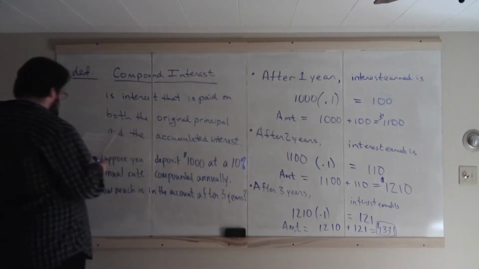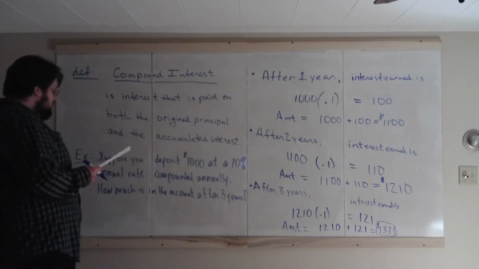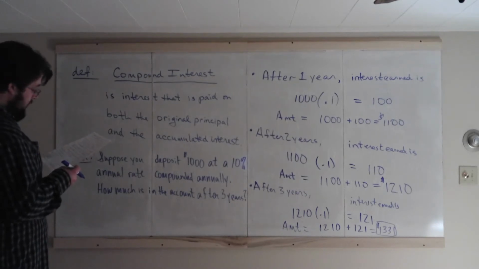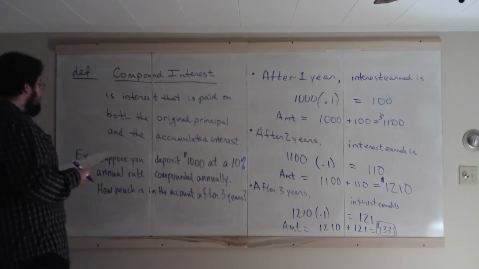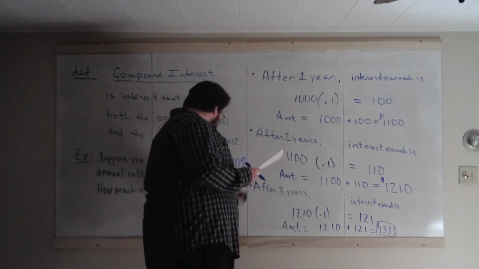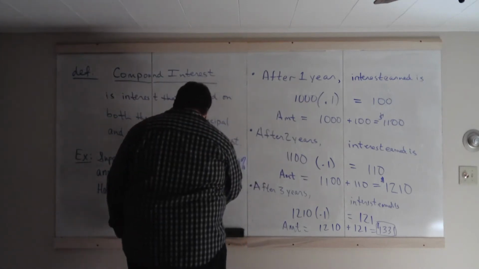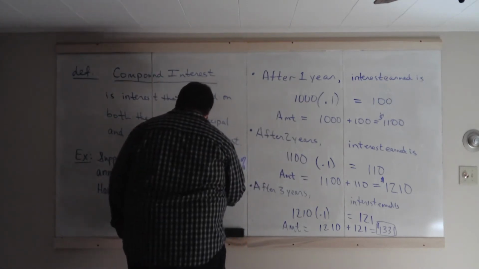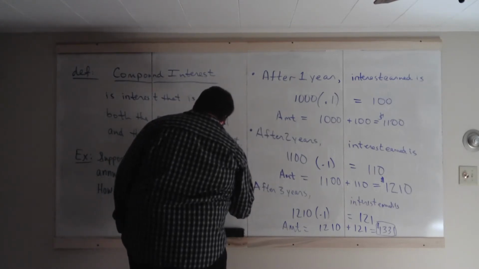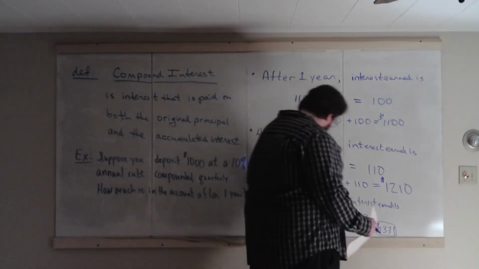Let's do another example. And to do this example, I'm just going to change these numbers around. Suppose you deposit $1,000 at 10% annual rate, but instead of compounding annually, let's compound it quarterly. Compounded quarterly. How much is in the account? And let's do after 1 year. Doing 1 year here, we'll illustrate what we need to illustrate here.